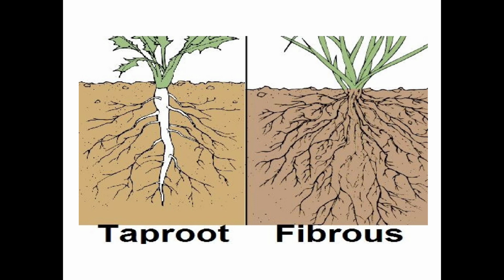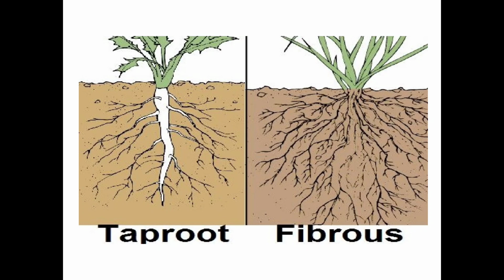Now there are two types of roots. One is taproot, another one is fibrous root. In taproot, they have a primary root from which the secondary roots arise. एक middle में primary root होता है, उससे दूसरे roots जो है grow करते हैं. That is the taproot. And examples of taproot are mustard, sunflower or mango.